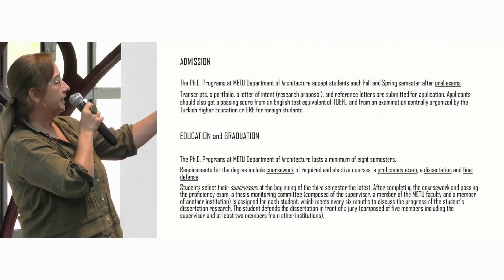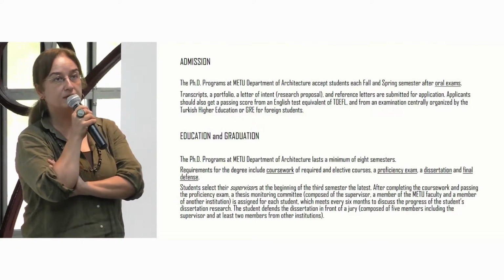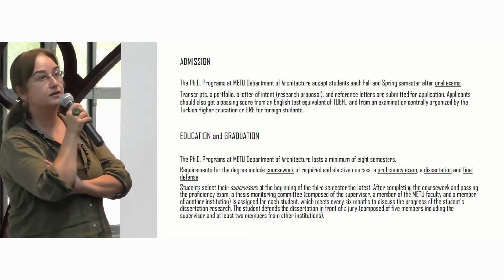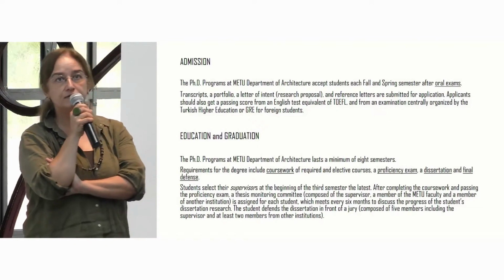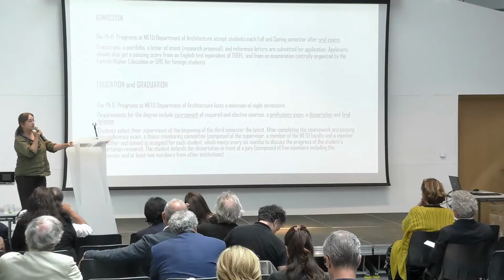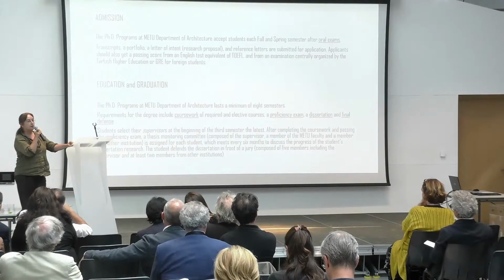The education itself lasts a minimum of 8 semesters. This means 4 years. Requirements for the degree include coursework of required and elective courses, which are generally 7 or 8 courses, different in different programs, but a minimum of 7 courses. Having completed the courses, the student has to pass a proficiency exam, which is a general exam on the topic of his or her expertise area. And then she or he starts to study on the dissertation. Students select their supervisors at the beginning of the 3rd semester, which means generally after completing their coursework.